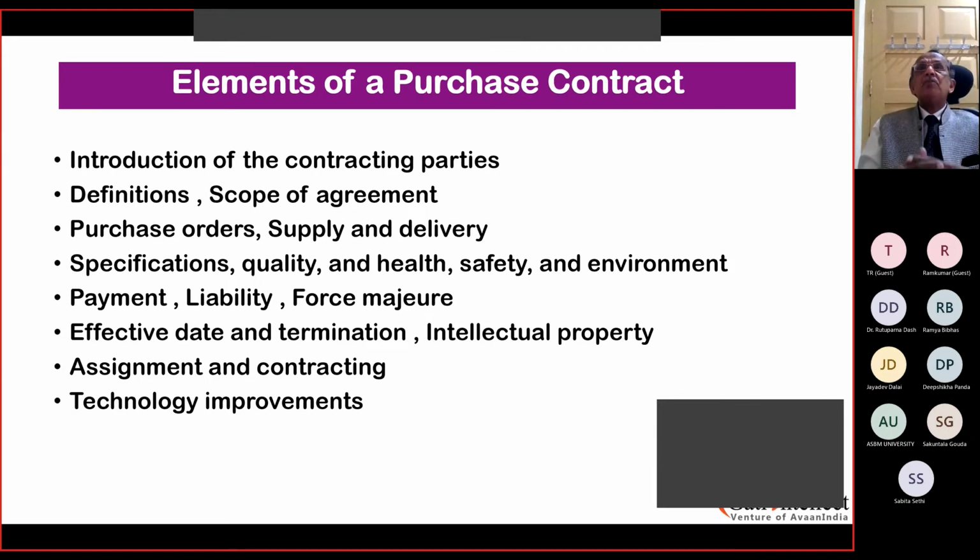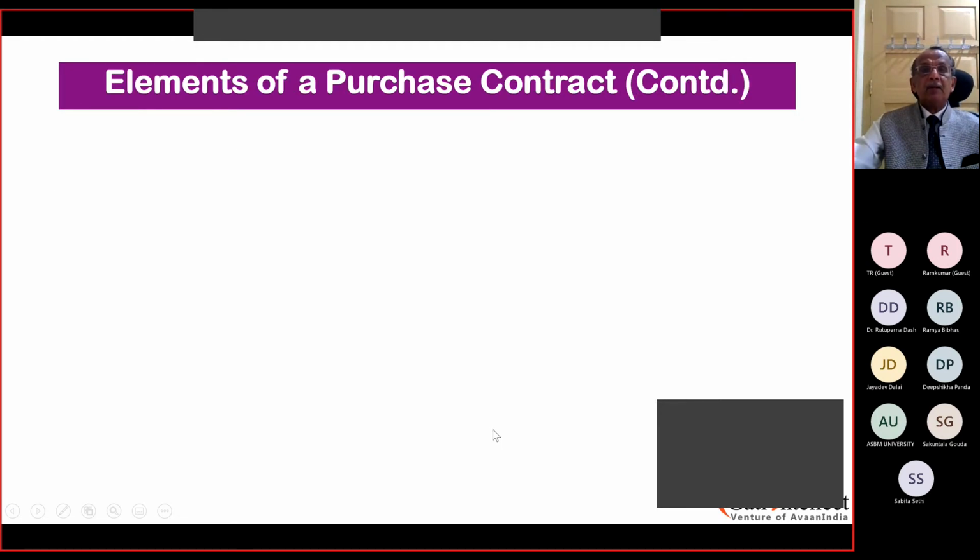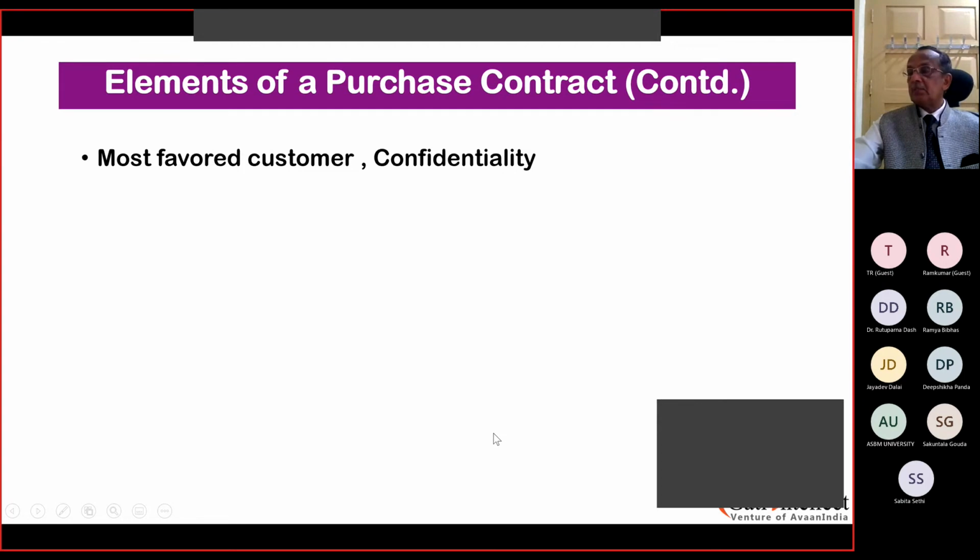If you do not specify such minor details, the vendor will just get scot-free. He will say, I will give you the technology as it was prevailing at the time of contract. So I'm just giving you an example as to how careful one has to be when you put things in the contract. Right, most favored customer.